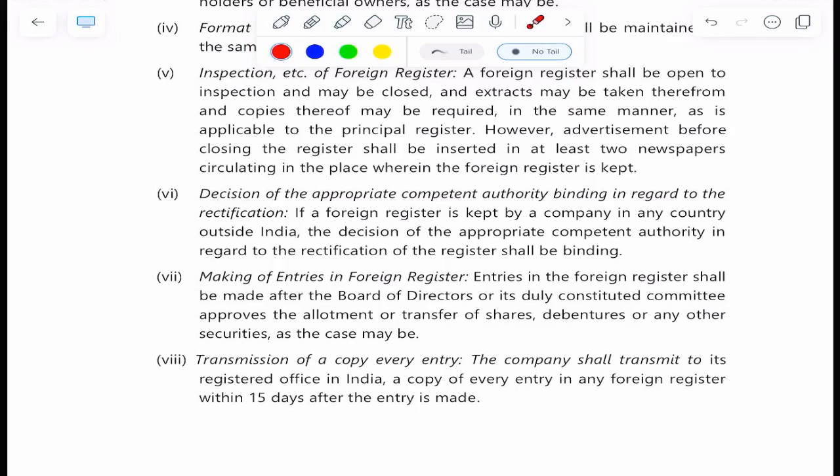Making of entries in foreign register. Entries in the foreign register shall be made after the board of directors or its duly constituted committee approves the allotment or transfer of shares, debentures, or any other securities as the case may be.